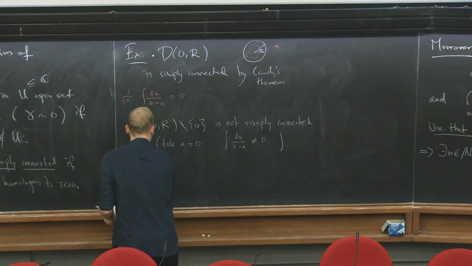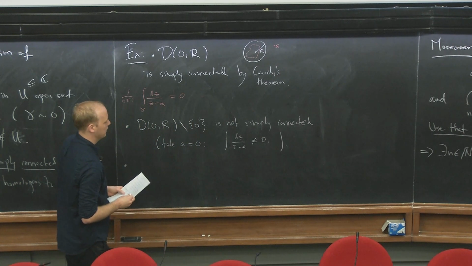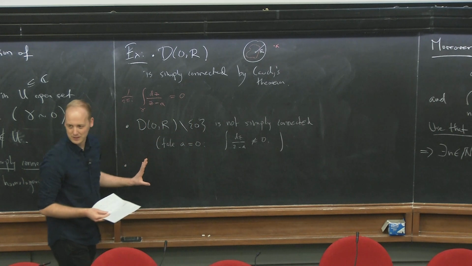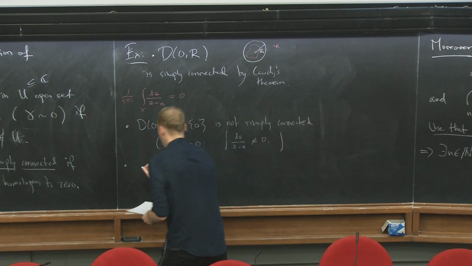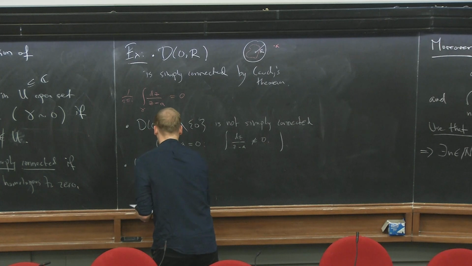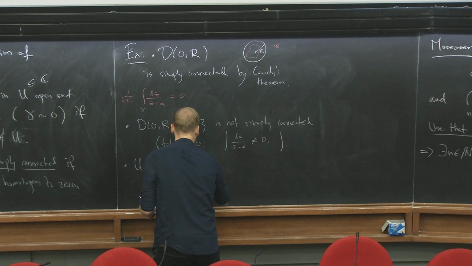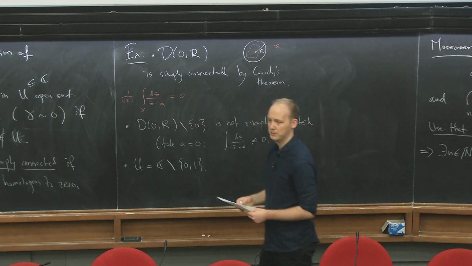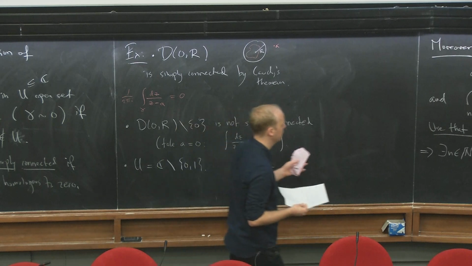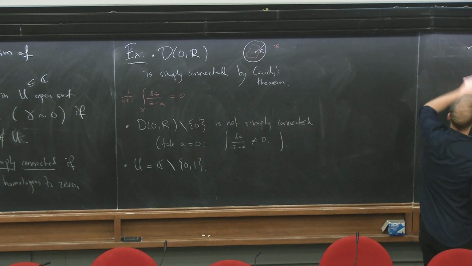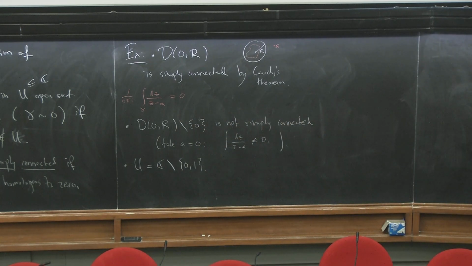So then we have a third example, which is by far the most interesting example. Now to a more complicated one. Take U to be C where we remove 2 points, 0 and 1, or whichever 2 points you want, to be honest. And then I will try to draw a picture of this path that we will consider.